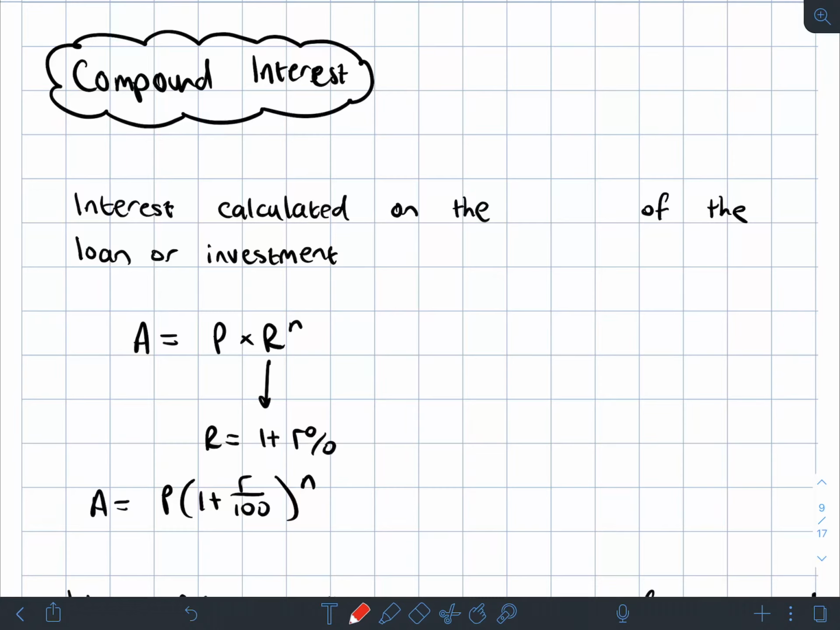Okay, so looking at simple interest's much better cousin now, compound interest. The difference between simple interest and compound interest is that whereas simple interest was a percentage of the original amount, compound interest actually changes each time, and we calculate the interest on the balance of the loan or the investment.